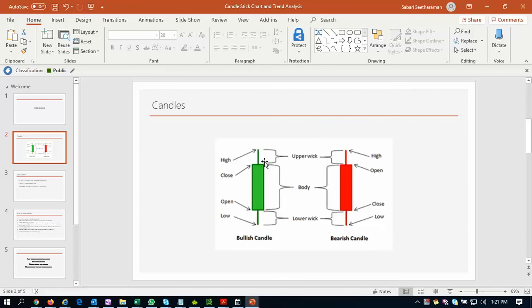Basically the concept is we have a body for a candle and we have two wicks. Wicks we also call whiskers, wicks, shadows. Okay, this is basic information about candles.